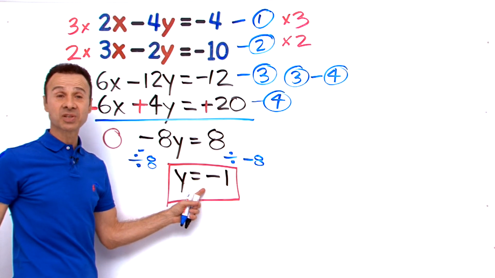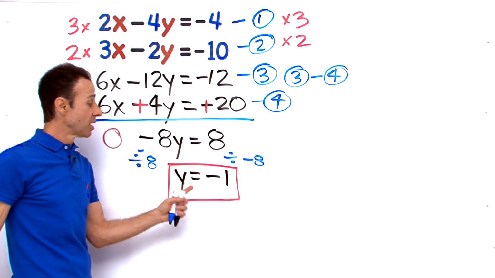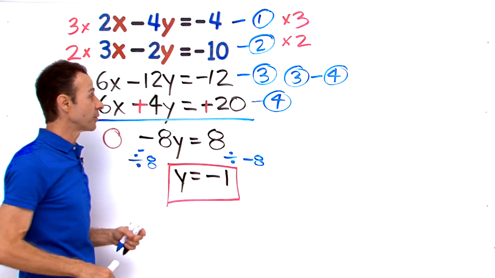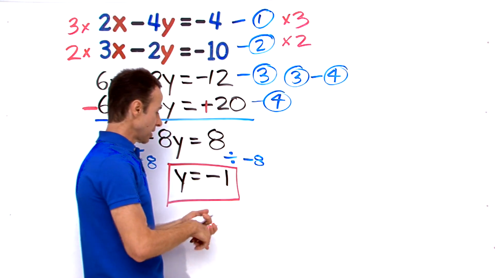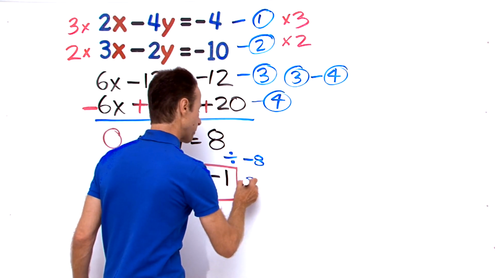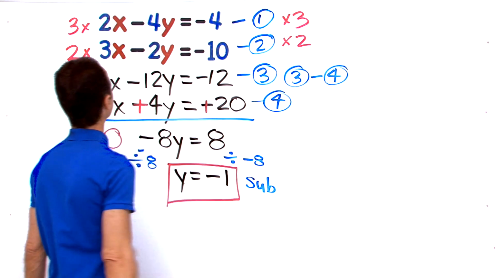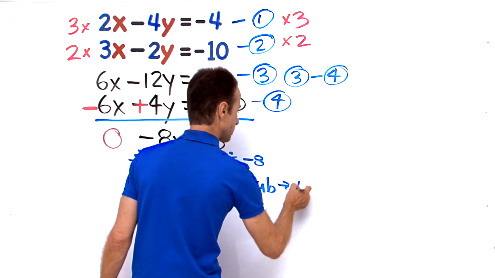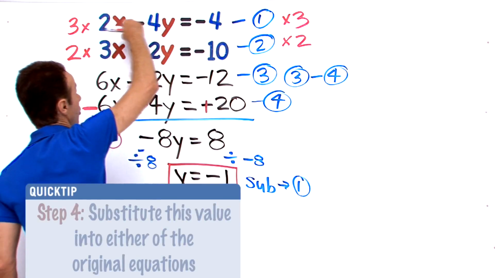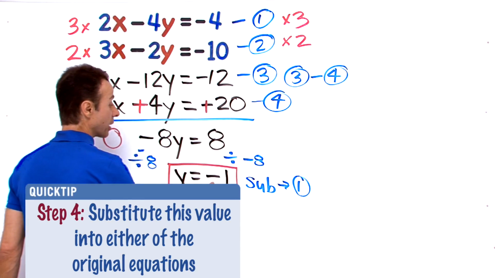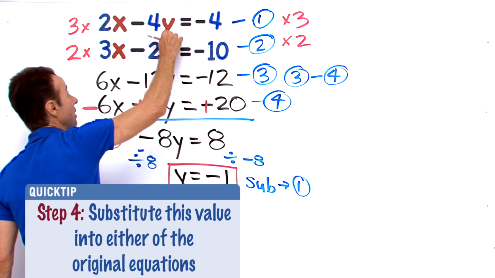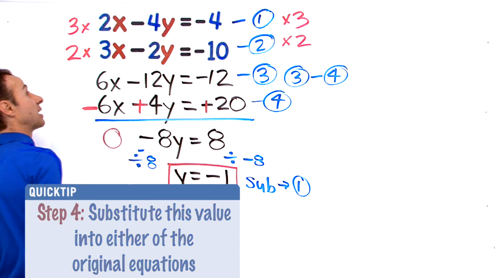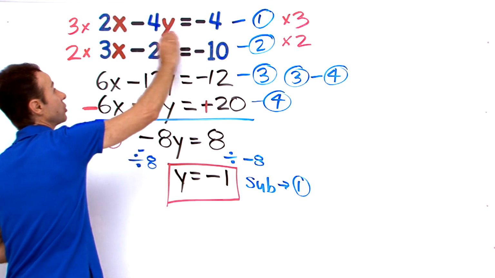Now that we have y, we just substitute into any one of these two equations so we can solve for x. So let's substitute this y equals negative 1 into equation 1. So I'm going to write out equation 1 here again. We're going to substitute y equals negative 1 there for y. We're going to be careful with the sign. That's a negative there too, by the way. So let me write out the top one again.